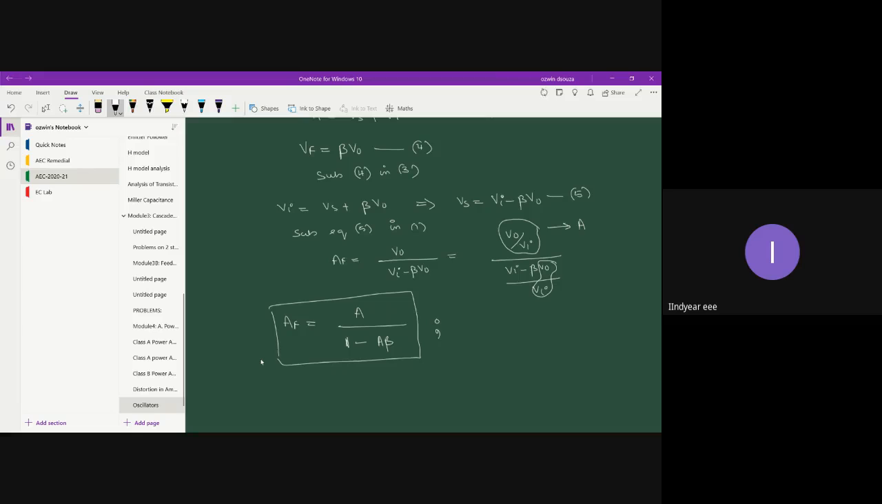If you remember, while discussing the feedback amplifiers, we had derived a similar kind of expression, and that expression had a positive term in the denominator. The positive term in the denominator comes into the picture for the negative feedback concept. Since we are discussing the oscillator, we are getting a negative sign in the denominator.